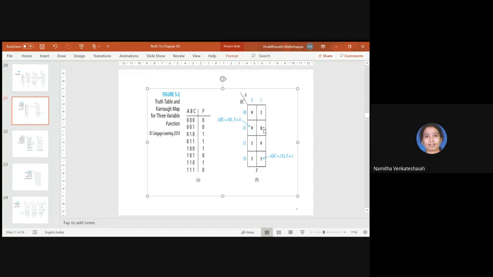And 0, 1, 1 means this is the fourth one. Here A is 0, B is 1, C is 1. The box where my mouse is pointing, A is 0, B is 1, C is 1. This box is for which row? Reply to me in the chat window.